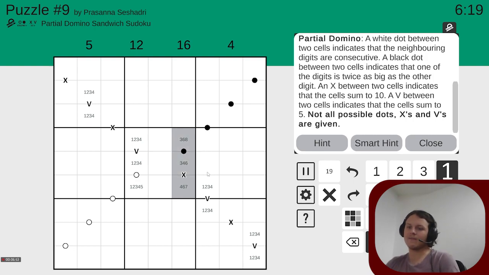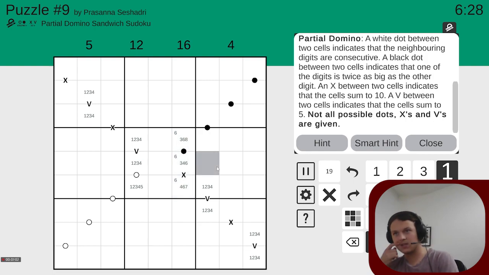Okay, we 100% have a 6 in here. Because either the 6 goes here with the 3-6 pair, or the 8 goes there, the 4 goes there, and the 4 plus 6 is there. So there has to be a 6 there.